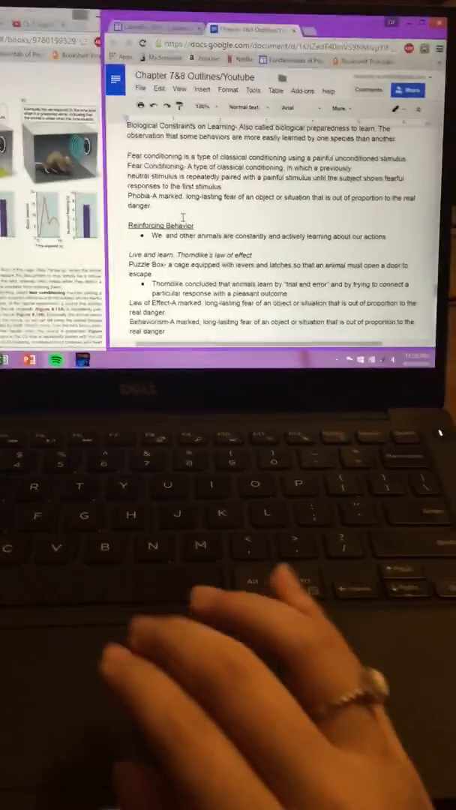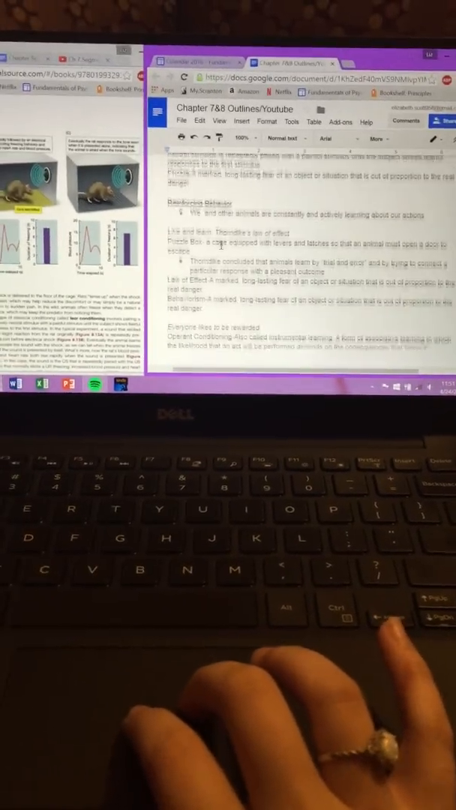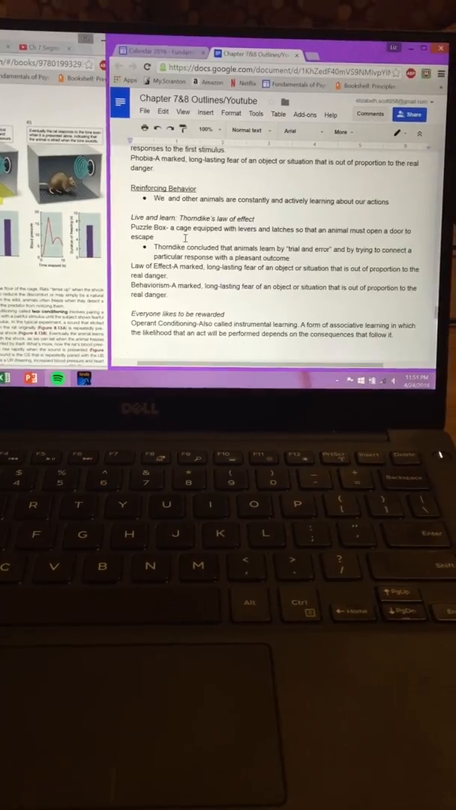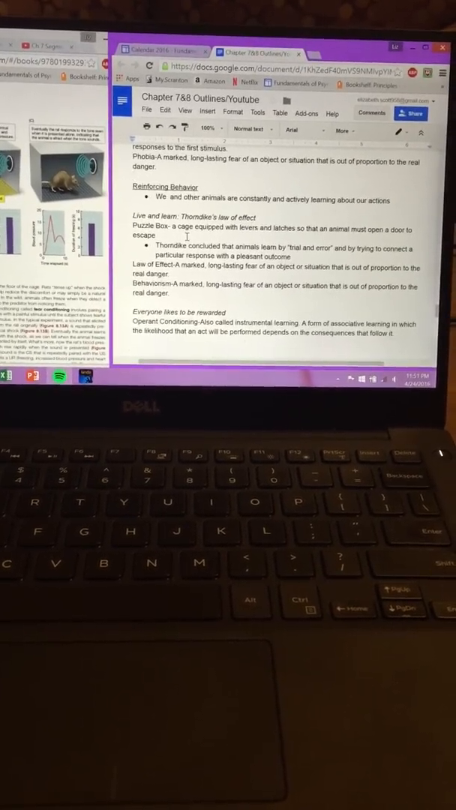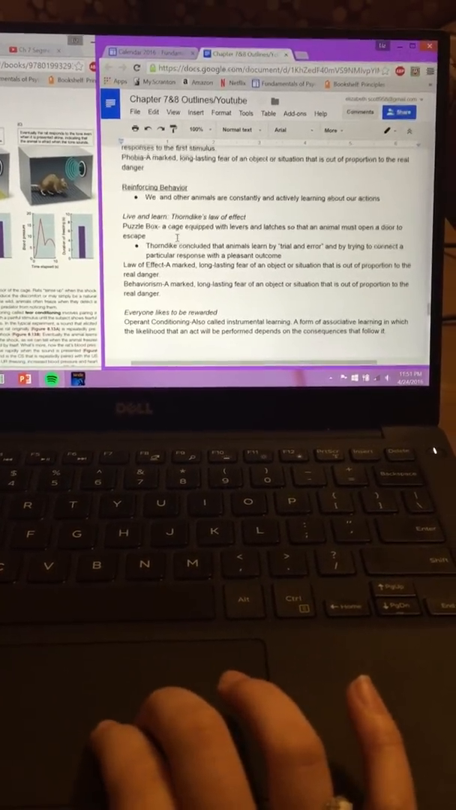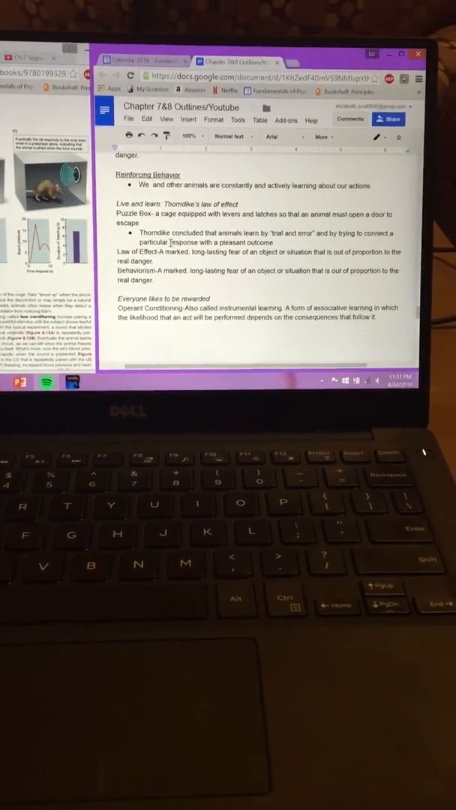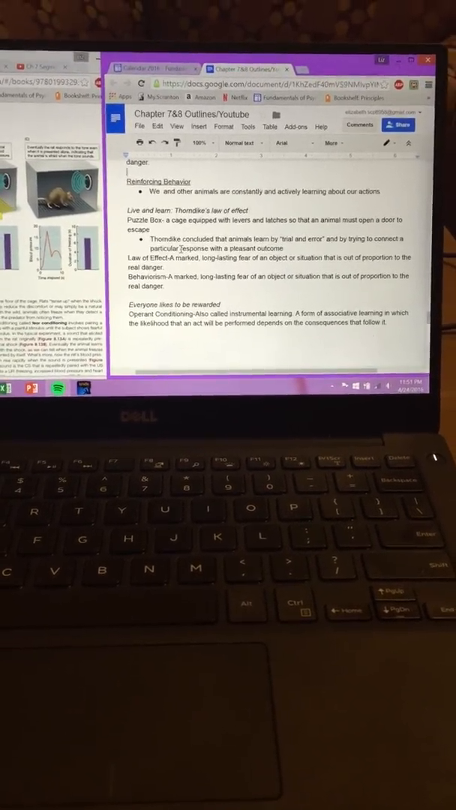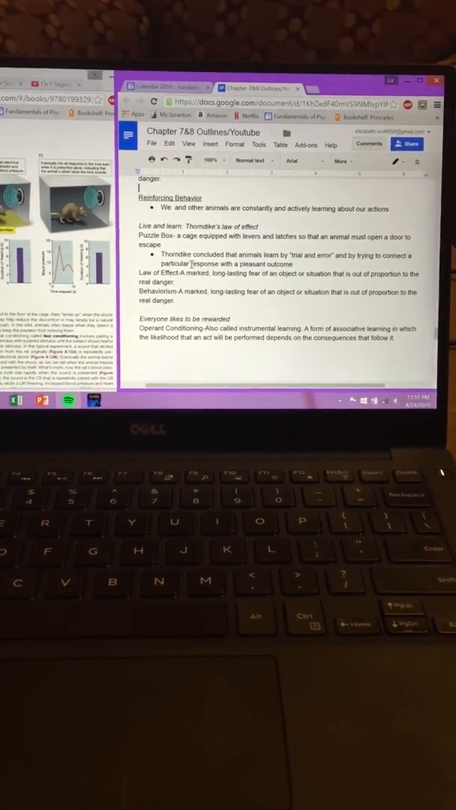When it comes to reinforcing behavior, we and other animals are constantly and actively learning about our actions. There's Thorndike's law of effect, and he created the puzzle box, which is a cage equipped with levers and latches, so an animal must open a door to escape.